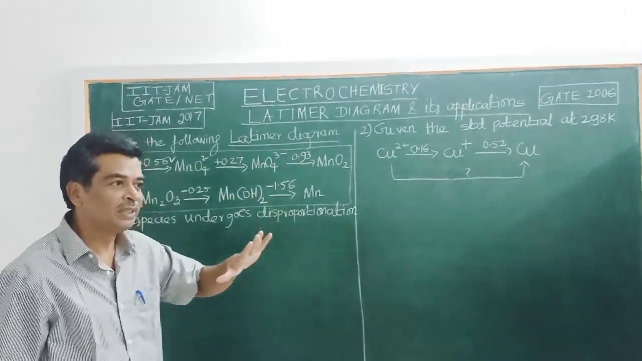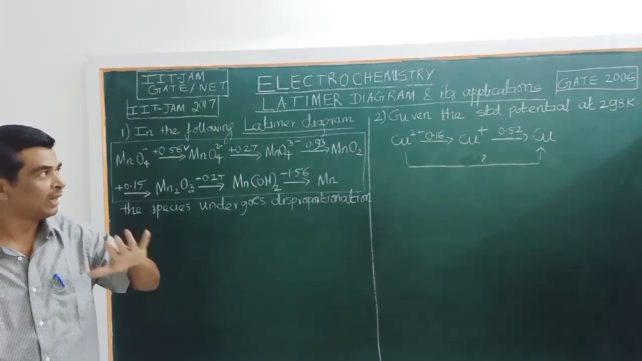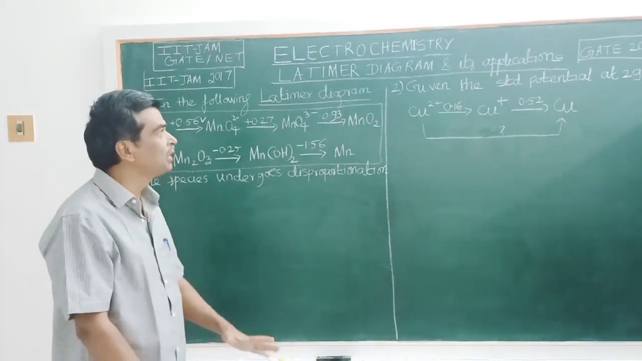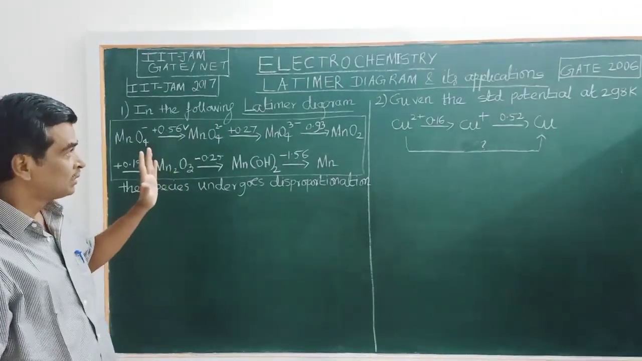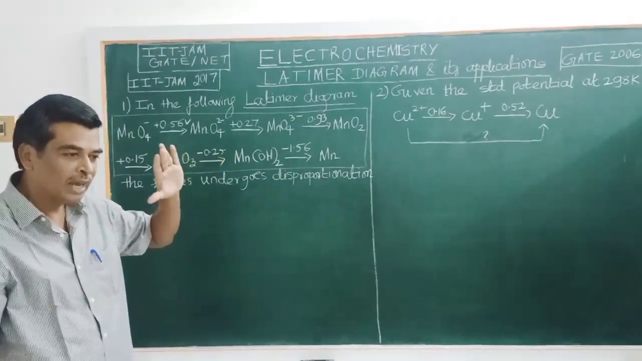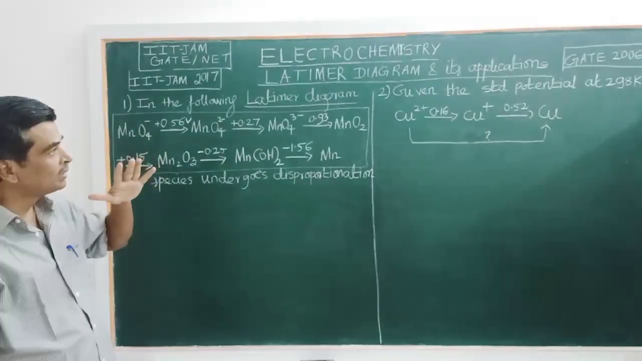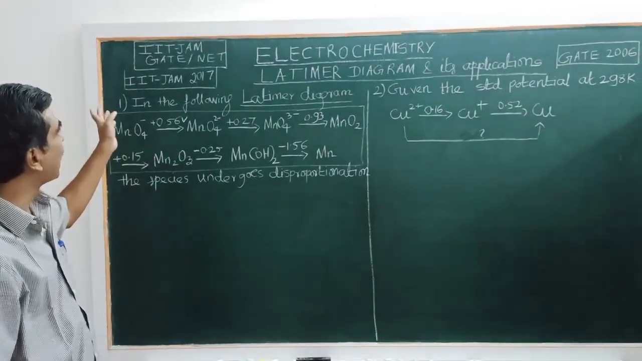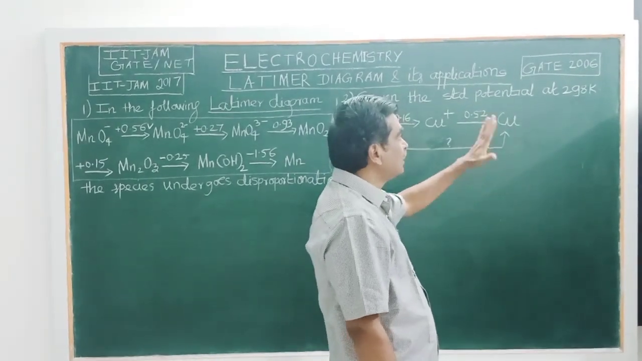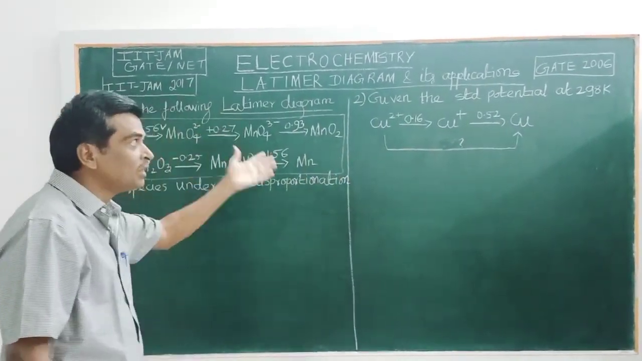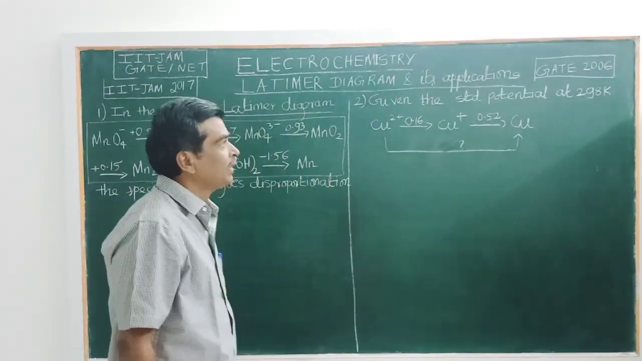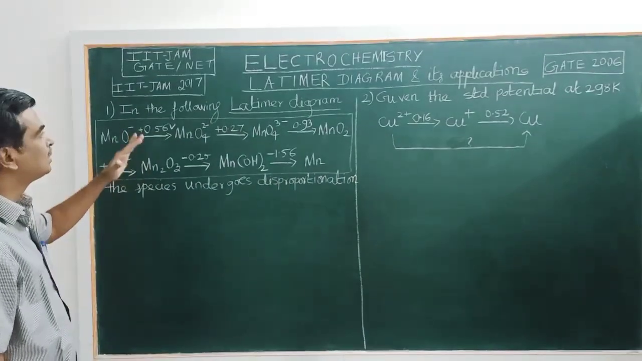This is in the CBSE plus 2 syllabus, as well as in the UG BSc Chemistry and MSc Chemistry syllabus. Several questions are asked on the Latimer diagram and its applications in IIT JEE, CBSE, IIT JAM, and even MSc GATE entrance examinations for research. GATE is conducted for research and also for getting a job. Okay. Now, what is the Latimer diagram?